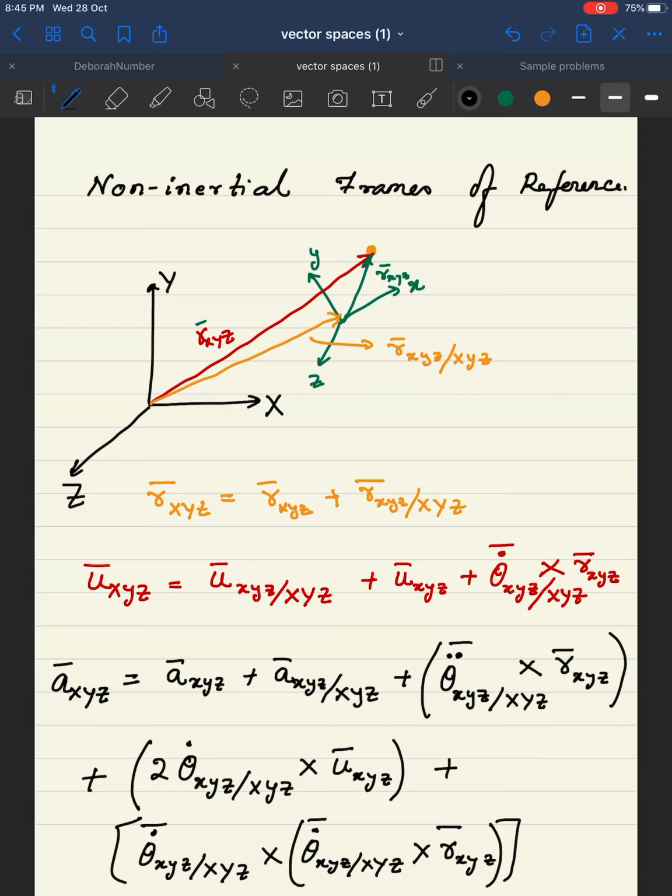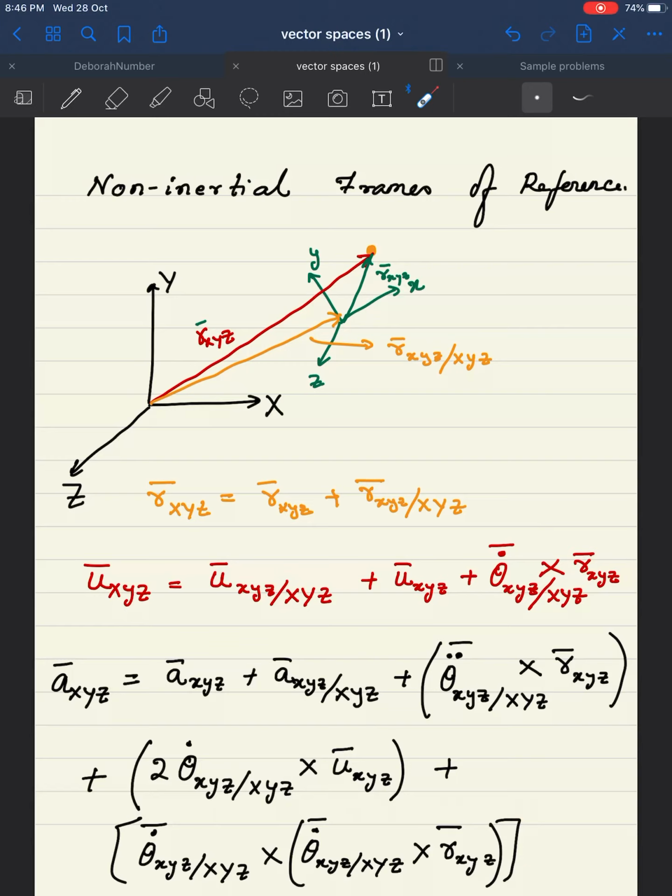And this particular term is basically the rectilinear acceleration, and this is the rectilinear acceleration measured in the other frame, and this is the rectilinear acceleration of the frame itself with respect to the other frame. And this particular term is also called the Coriolis term, and this finally the other one is a centripetal term. Okay.